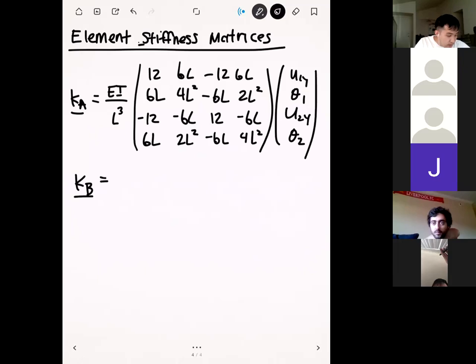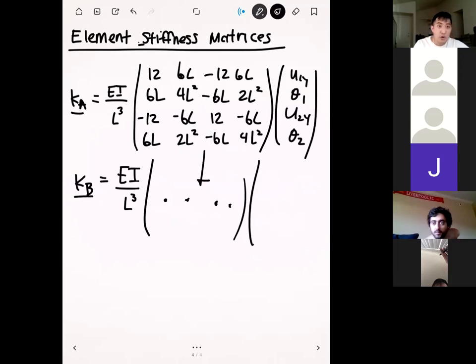And so let's look at element B. Element B is also a beam, and so it's going to have the same matrix. I'm not going to rewrite the whole thing, so just imagine that this is the same, and then let's write out the nodes that it works on. This one works on nodes 2 and 3, and so we're going to have U2y, theta 2, U3y, and theta 3.